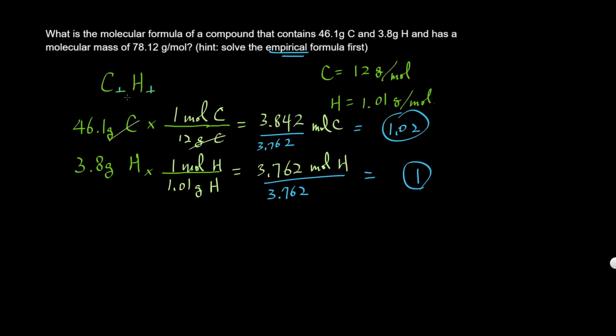But this is the empirical formula. You're not going to see a carbon attached to only 1 hydrogen. So now we know it's 1 to 1, but we don't know whether it's going to be C4H4 or something like that. So now you need to figure out the mass for these. We have 12 for 1 carbon and then 1 for hydrogen. I'm just going to use 1.01 again.